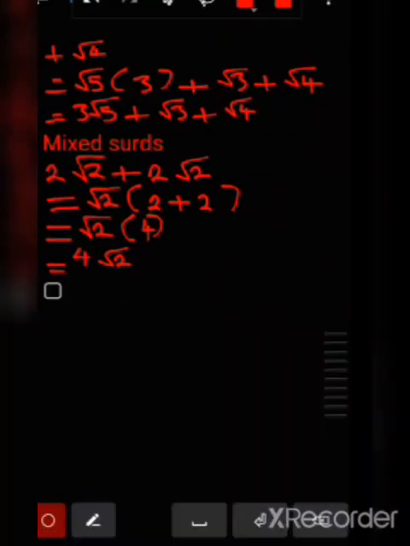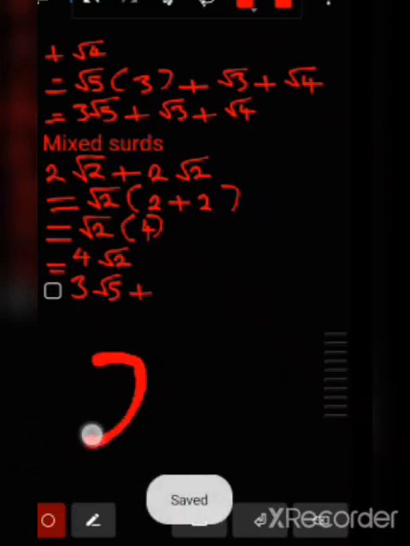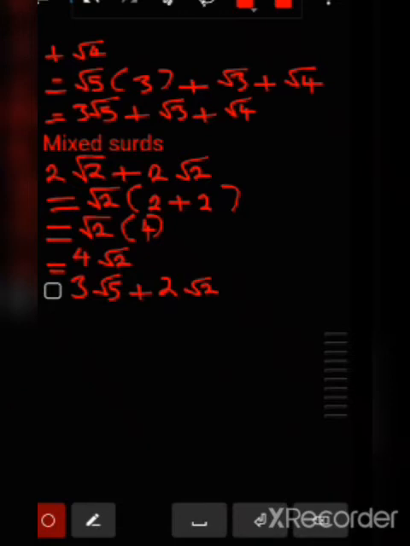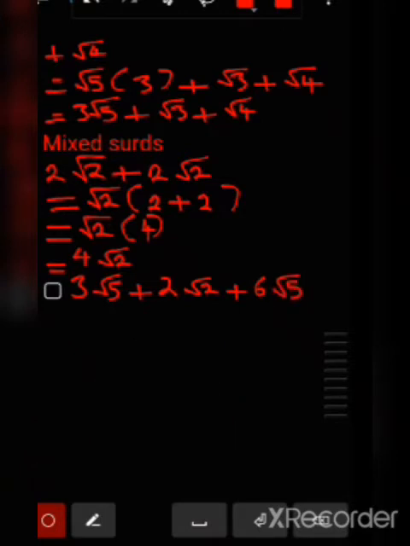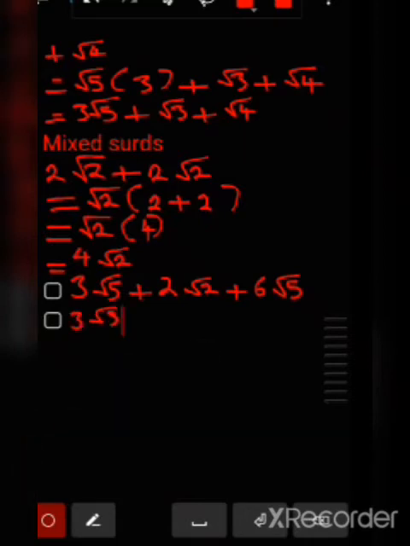Another example. Let me say 3 root 5 plus 2 root 2 plus 6 root 5. So adding this, I know that there are radicals which are similar. The common radical there is 5. So I'll definitely group the like terms. I'll do this: 3 root 5 plus 6 root 5 plus 2 root 2.